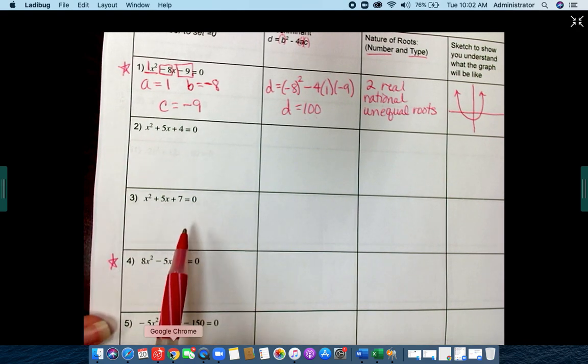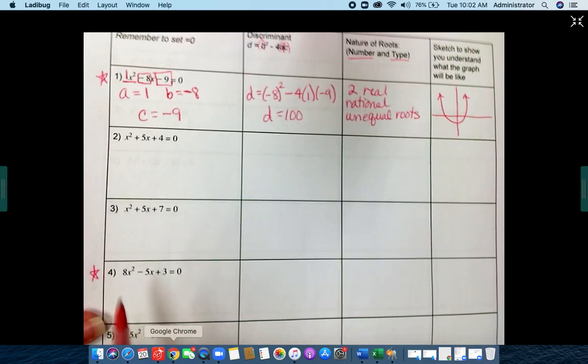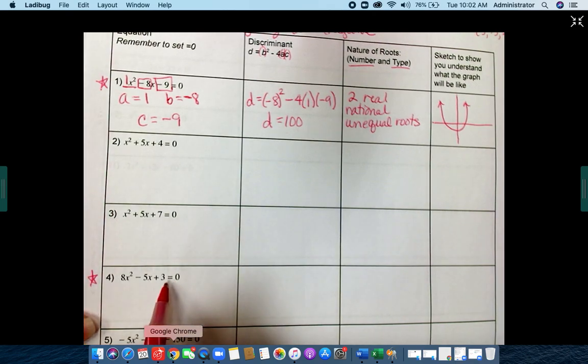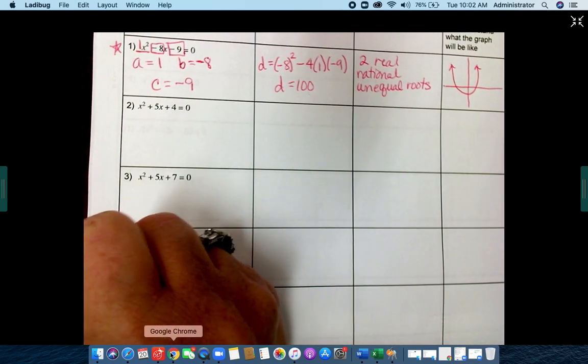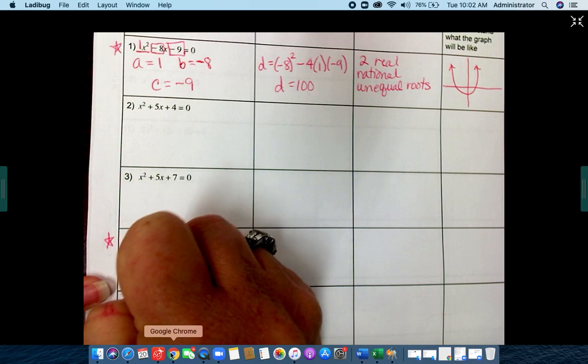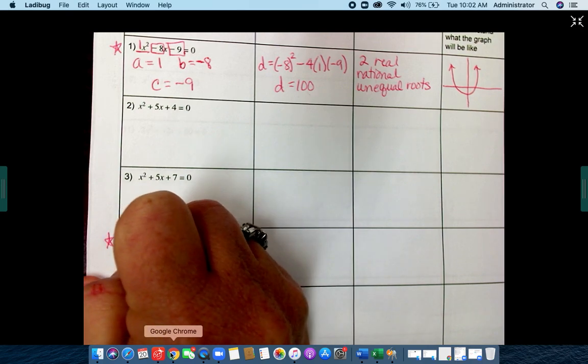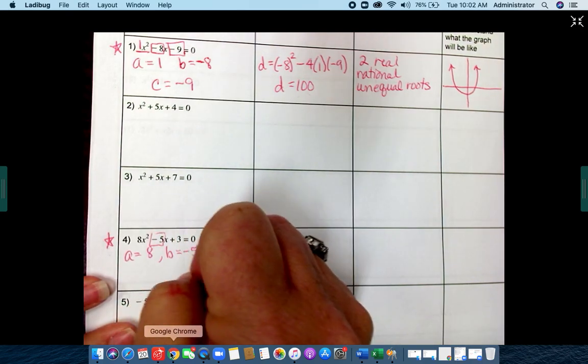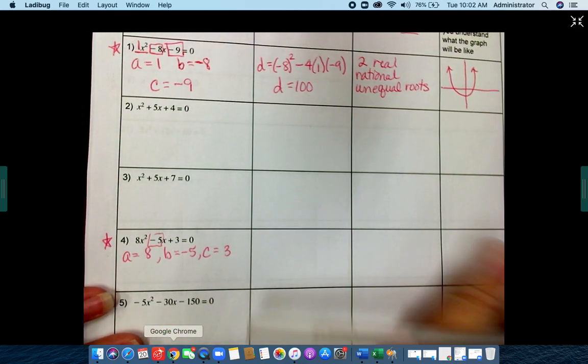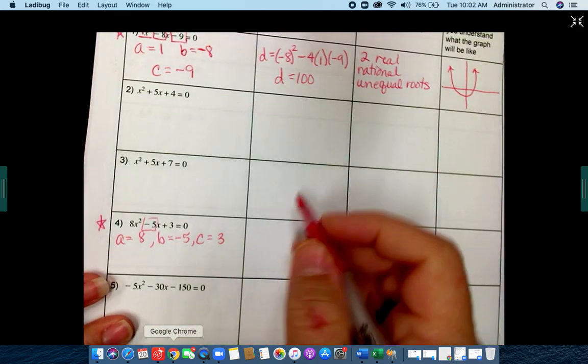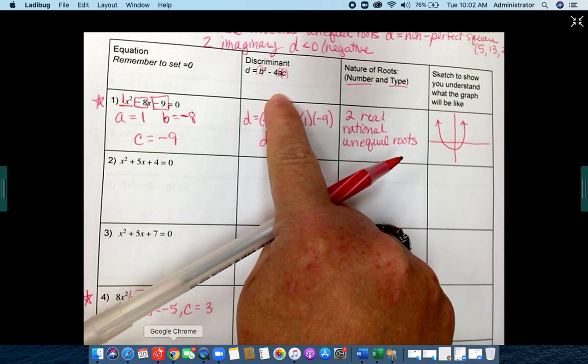Numbers 1 and 3, of course, are in the same format, so you should be able to handle those. So again, step 1, make sure it's set equal to 0. Step 2, state your A value, your B value, careful, that's a -5, and a C value, and that's a +3. And we're going to substitute it into our discriminant formula.